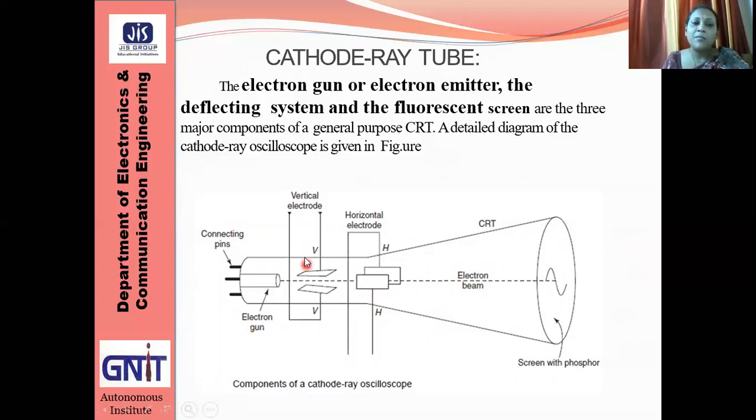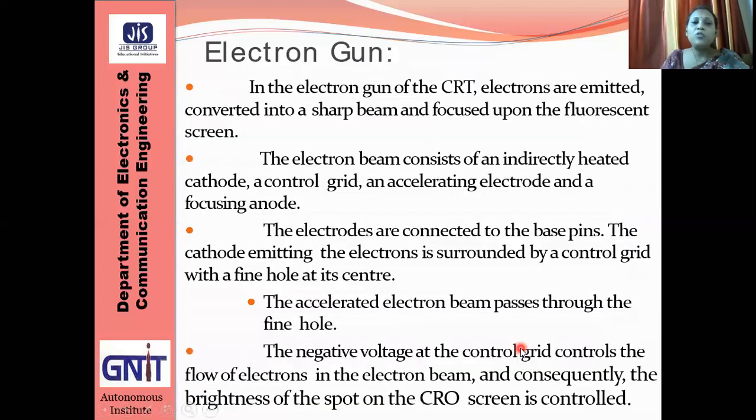As already mentioned, this is the connecting pin, this is the electron gun, this is the vertical electrode for vertical deflection, this is the horizontal electrode for horizontal deflection, this is the electron beam, this is the fluorescent screen. The fluorescent screen is made with a coating of phosphor, and this is the CRT, cathode ray tube. This is an ordinary vacuum tube. So moving to our next slide.